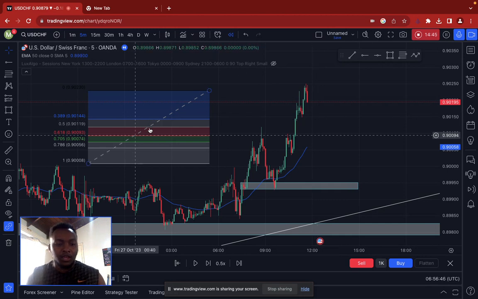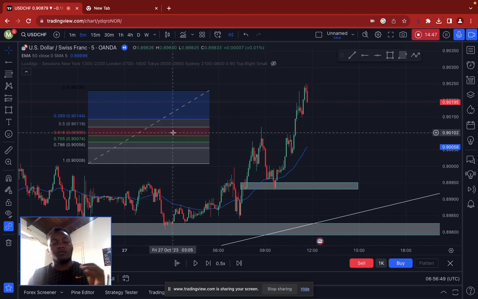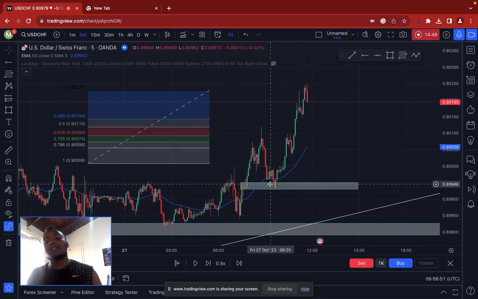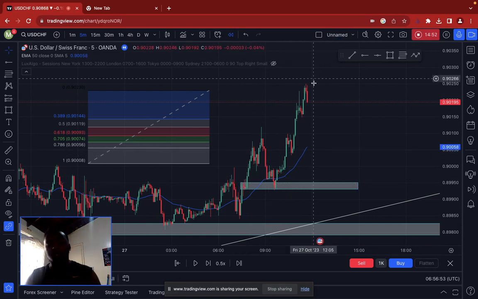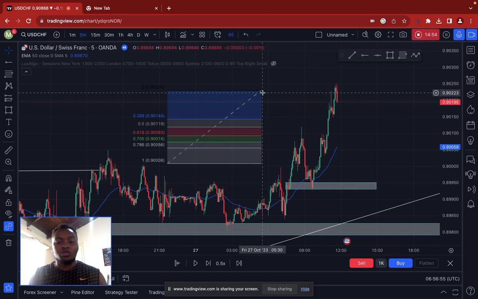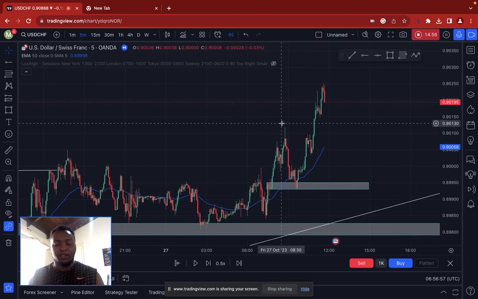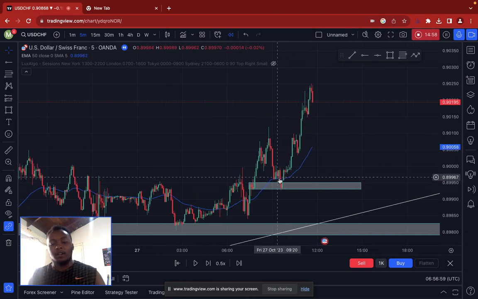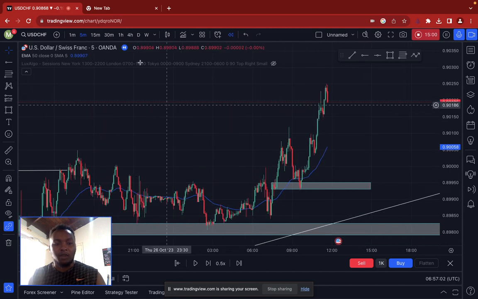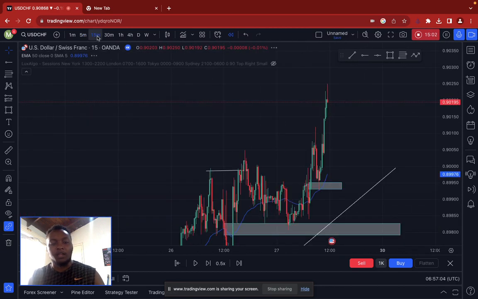So I want to share with you the exact settings on this fib. I want to show you the exact pips that I'm looking at, and also I want to share with you how I'm able to identify my supply and demand zones, the M15 and then the M15 and M5 supply and demand zones.